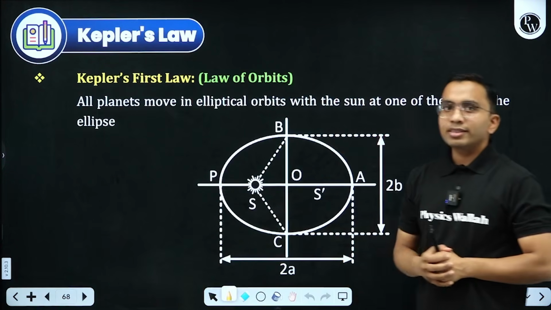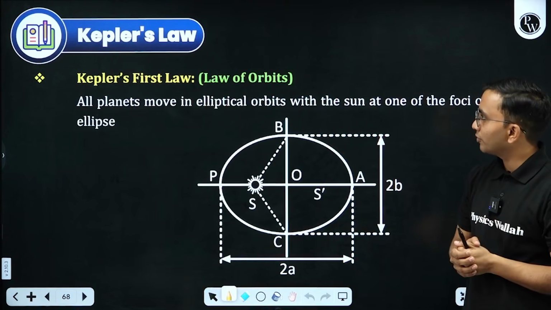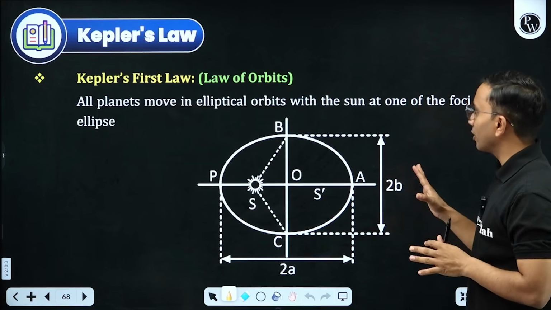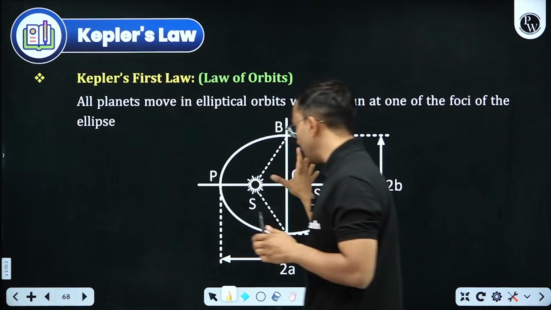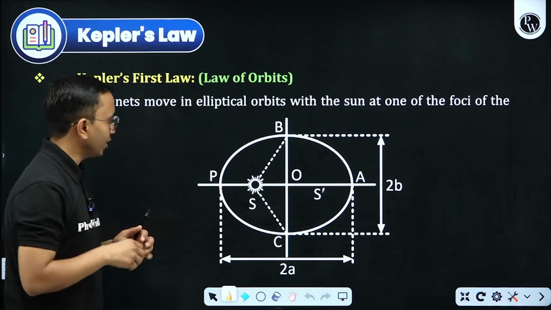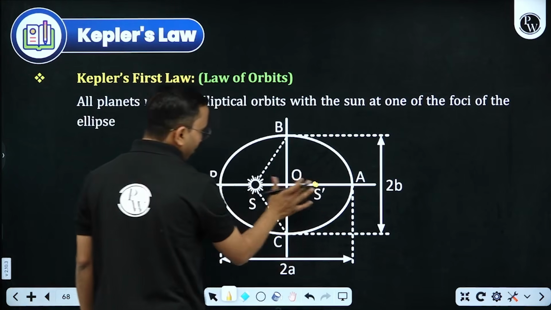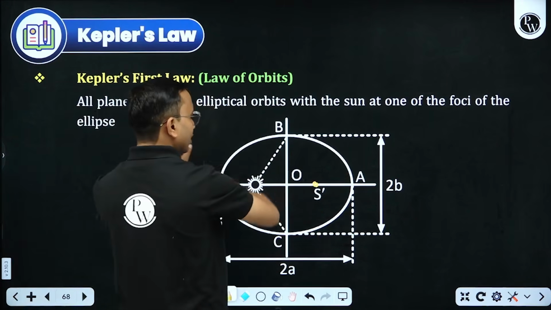Now let us discuss Kepler's laws. We have 3 laws. First of all, the first law. What is that first law? All planets move in elliptical orbits with the sun being at one of the foci of the ellipse. As in maths you would have studied, an ellipse has 2 foci. So this is one and here would be another. The sun is at one of the foci and the planets are moving in the elliptical orbit.